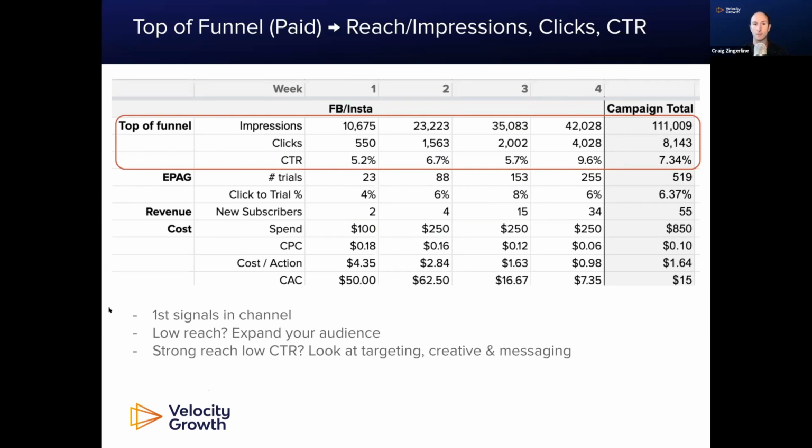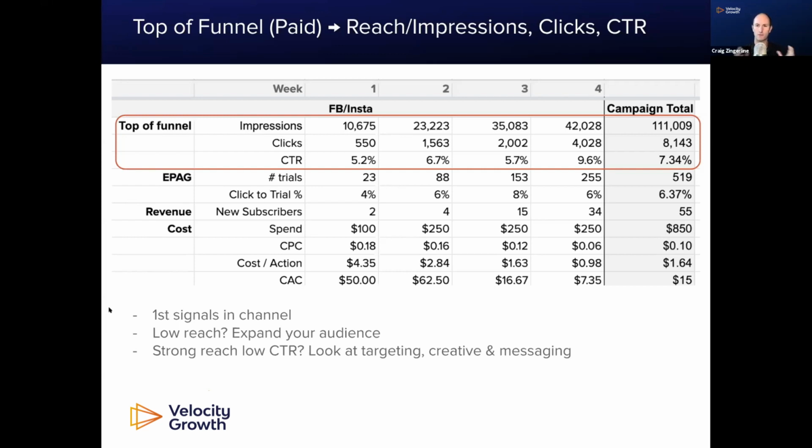What I'm worried about at the top of funnel, or what I'm most interested in, is what's happening with my reach. How many impressions am I getting? How many clicks am I getting? And then what's the viability of the audience that I'm putting my creative in front of? Is my click-through rate high? Is it getting better? Is it really low? Do I need to improve?